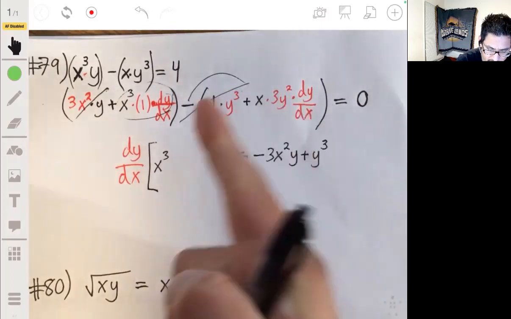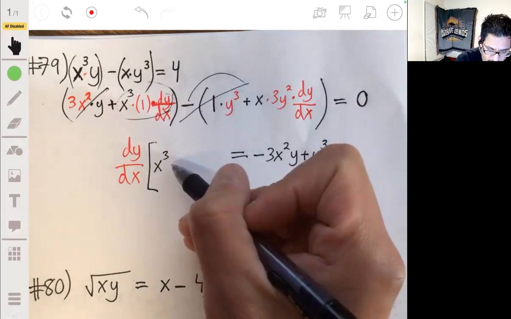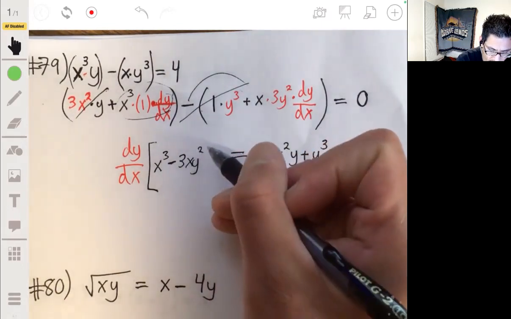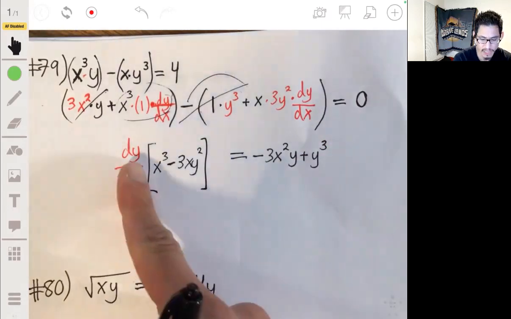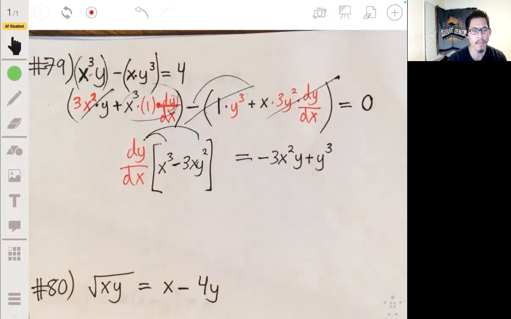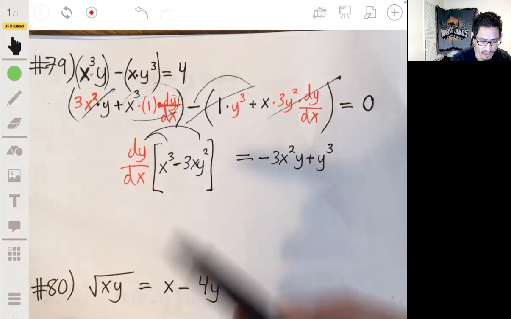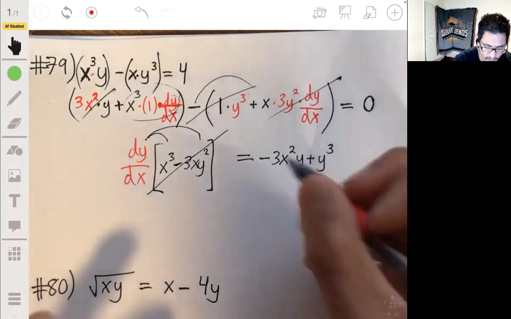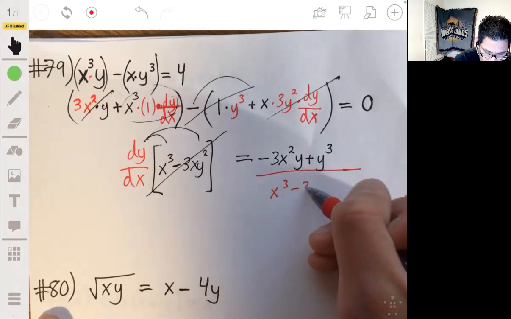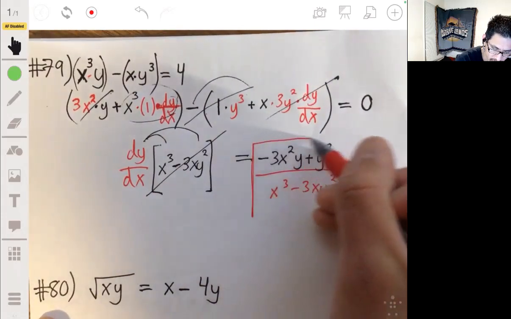And then minus x times 3y squared dy/dx. So minus 3xy squared. That's where that dy/dx comes from. And then all we have to now do is divide by this group here. Divide by that group, we'll get x cubed minus 3xy squared in the denominator. And this will be your answer.